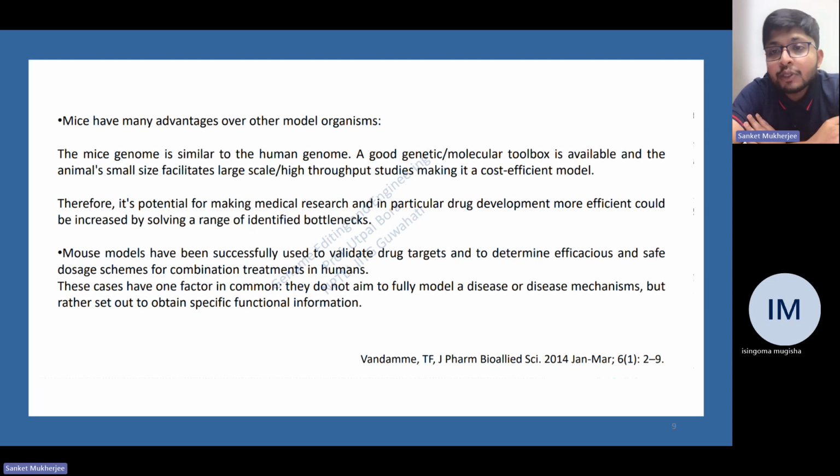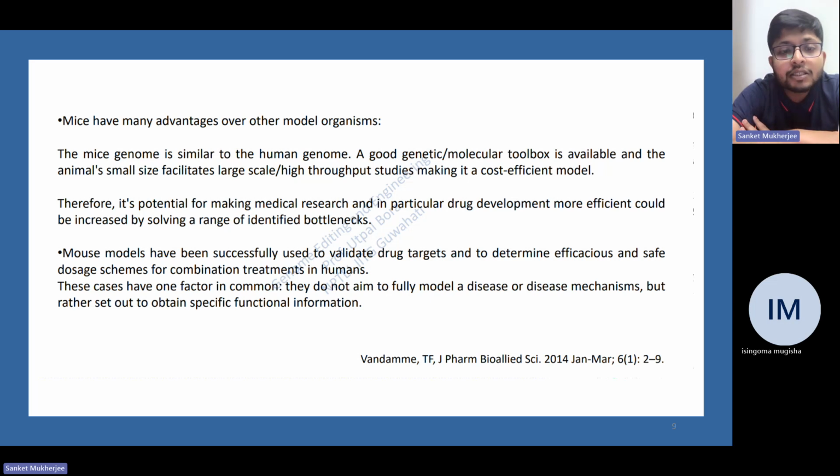So why do we use mice as a model organism? Because, one, the mice's genome is very similar to that of humans. A good genetic or molecular toolbox is available, and the animals' small size facilitates large scale, high throughput studies, making it a cost effective model. Its potential for making medical research and in particular drug development more efficient could be increased by solving a range of identified bottlenecks.